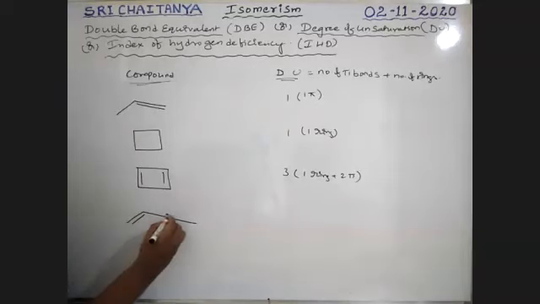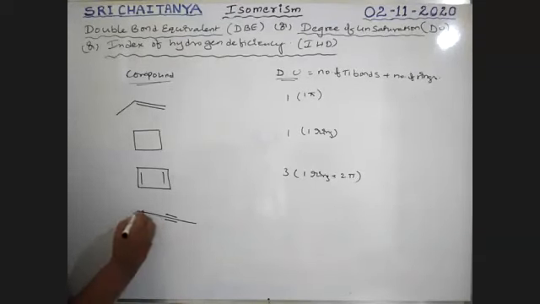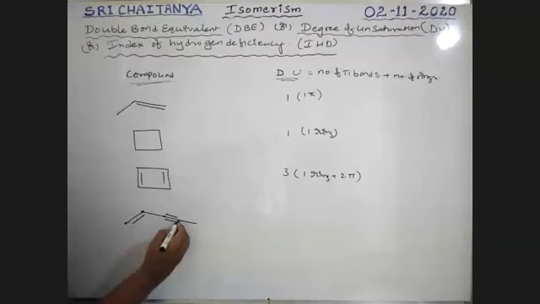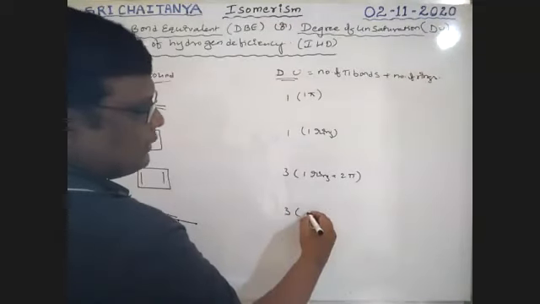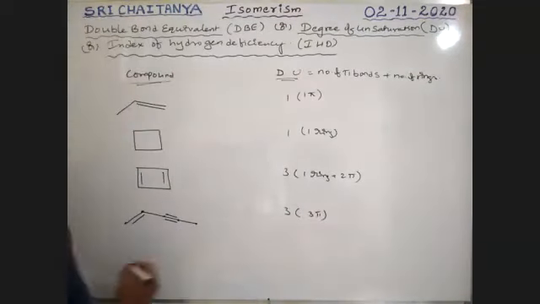I'm writing this like this. Boys, what does it mean? Here carbon is there, here carbon is there, and so on. This is the meaning, boys. Now, how much is the degree of unsaturation? So 1, 2, 3, that is 3 pi bonds. Next.